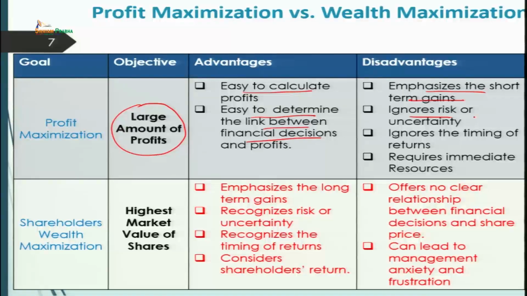So companies adopting the profit maximization motive usually have short-term goals. They don't have a long-term goal. They ignore risk or uncertainty and ignore the timing of the returns here. They require immediate resources.